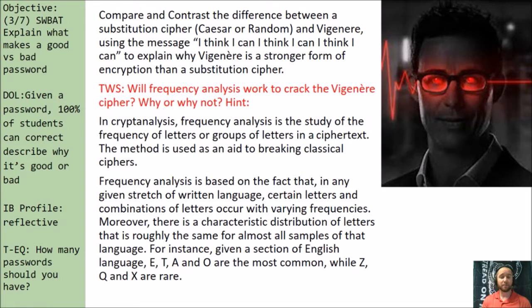Frequency analysis is based on the fact that in any given stretch of written language, certain letters and combinations of letters occur with varying frequencies. Moreover, there is a characteristic distribution of letters that is roughly the same for almost all samples of that language. So for instance, given a section of English language, E, T, A, and O are the very most common, while Z, Q, and X are rare.